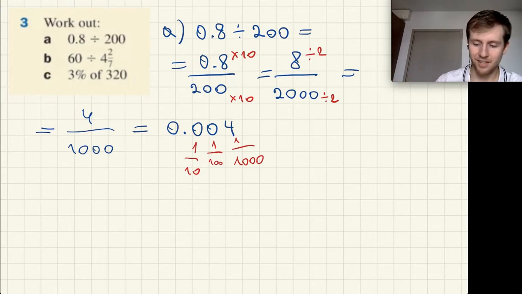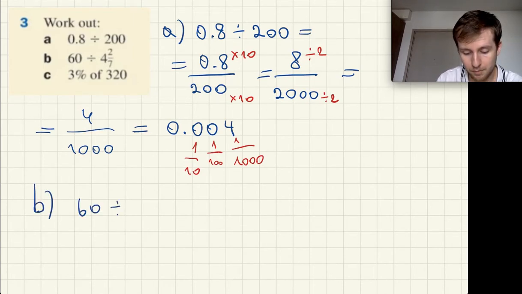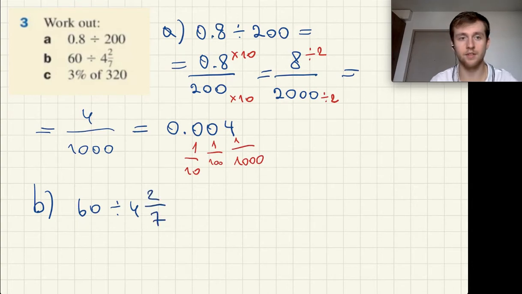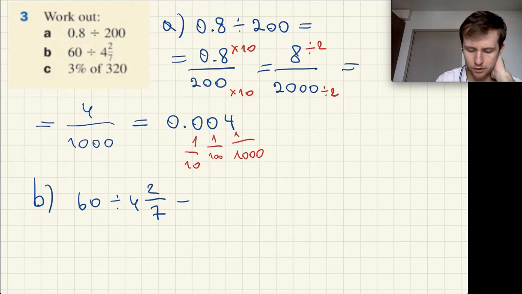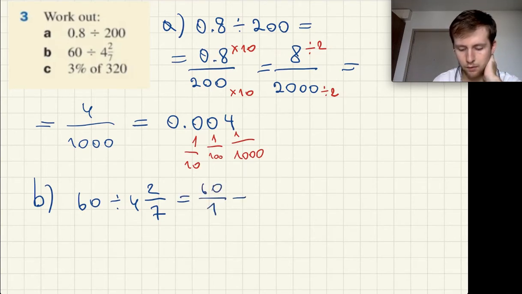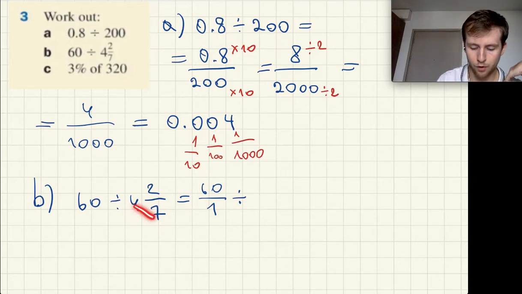Let's get to B now. 60 divided by 4 and 2 over 7. Let's figure this out. So 4 and 2 over 7. Here I think the method we can use is to turn this into fractions. So 60 as a fraction is 60 over 1. And 4 and 2 over 7 as a fraction, we do 4 times 7 and then plus 2.